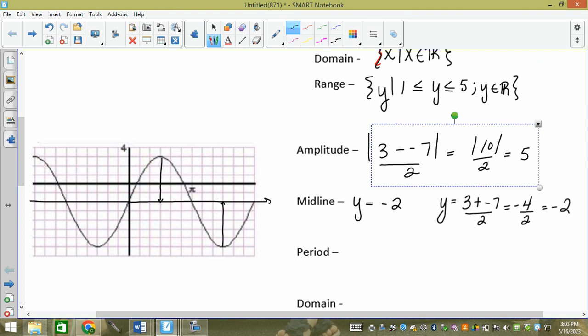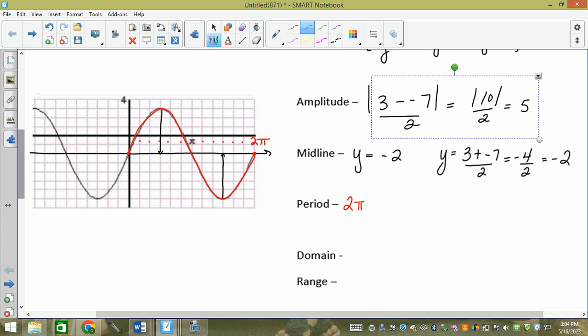The period of this graph, started at my y-axis, past a max, past a min, back up to that height. And this is 1, 2, 3, 4, 5, 6 to pi. 1, 2, 3, 4, 5, 6 to 2 pi's. The domain is x such that x is in the real numbers. And the range is y such that low to high, so -7 is less than or equal to y is less than or equal to 3.